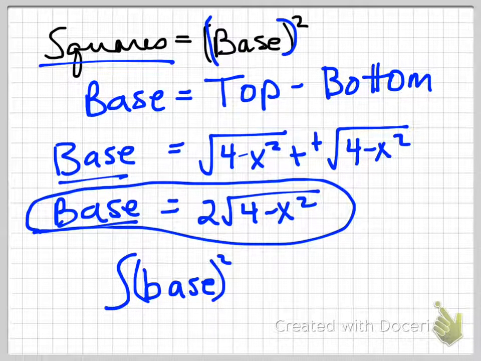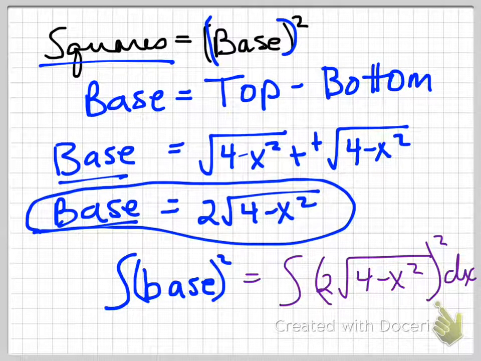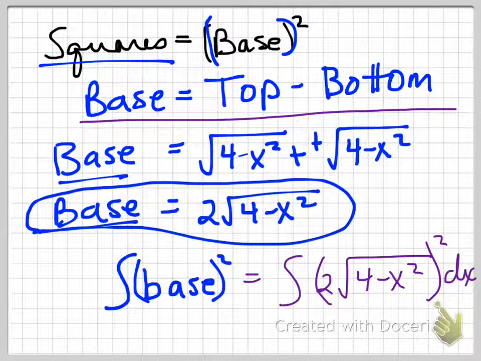Okay, so we are going to integrate 2 square root of 4 minus x squared, all that together, squared. And the only thing I need to find are my limits of integration. So if the base is top minus bottom, remember that I'm looking for the left and the right x values to make my limits of integration.